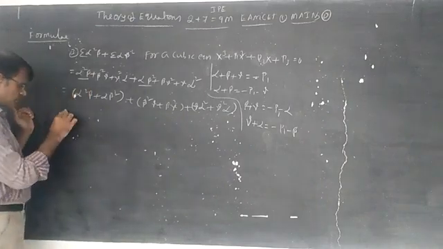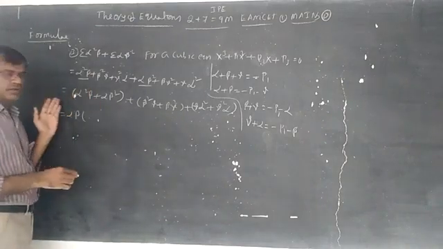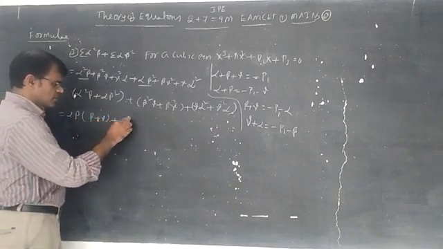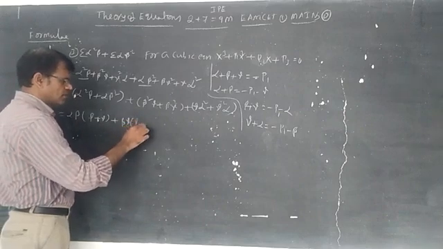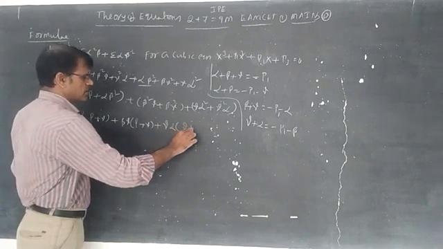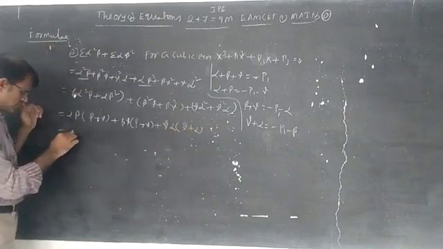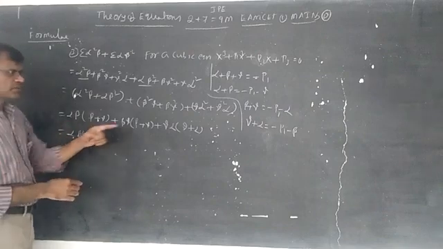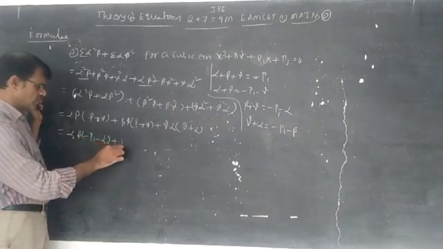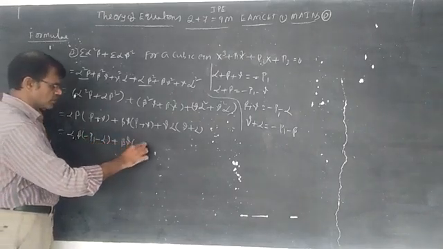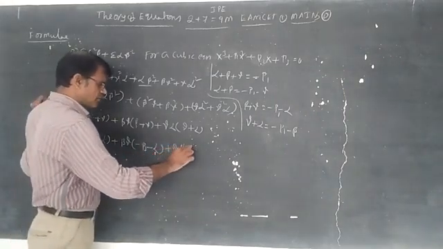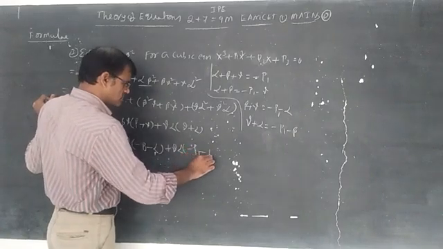Now you can take common alpha beta here, it becomes beta plus gamma. You can take common beta gamma here, it becomes beta plus gamma. This is gamma alpha, if you take it here it becomes gamma plus alpha. That is equal to alpha beta into, instead of beta plus gamma, you can write minus p1 minus alpha, plus beta gamma into minus p1 minus alpha. Next plus gamma alpha into minus p1 minus beta.